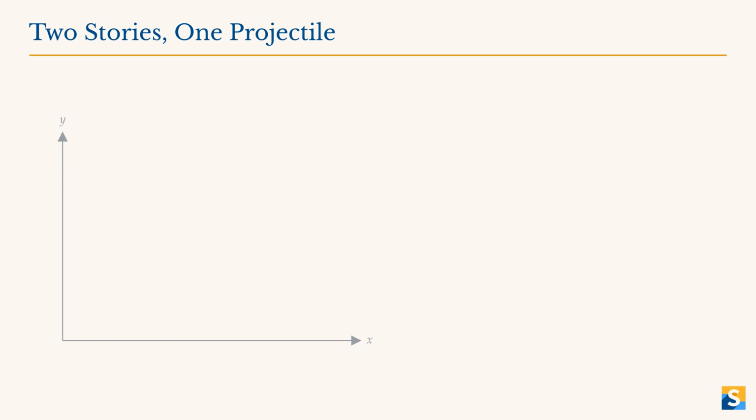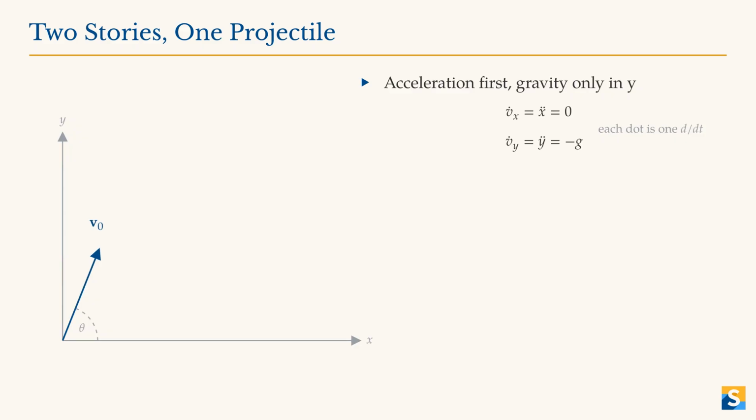Start where every dynamics problem starts, with the acceleration. Horizontally, there is no force, so x double dot is 0. Vertically, gravity writes y double dot equals minus g. Now give the launch its proper name. The initial velocity v0 leaves at angle theta and resolves into 2 components, v0 cosine theta sideways, v0 sine theta upward. 2 clean numbers, and the problem splits in half.